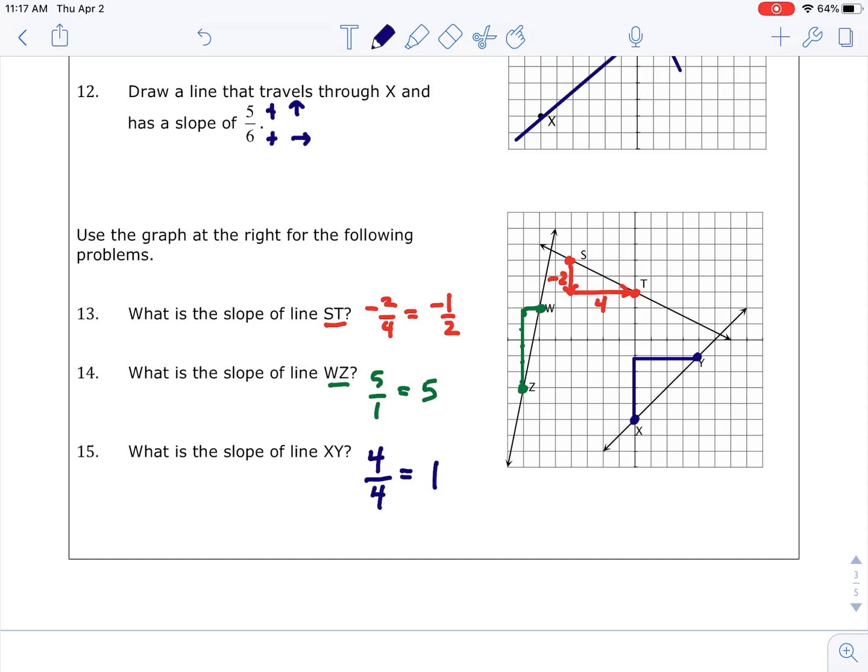So my hint to you, always start on the left, work your way right, and that's because whenever we read sentences, books, etc., we always start on the left and go right. Use the same thing when you're doing slope.